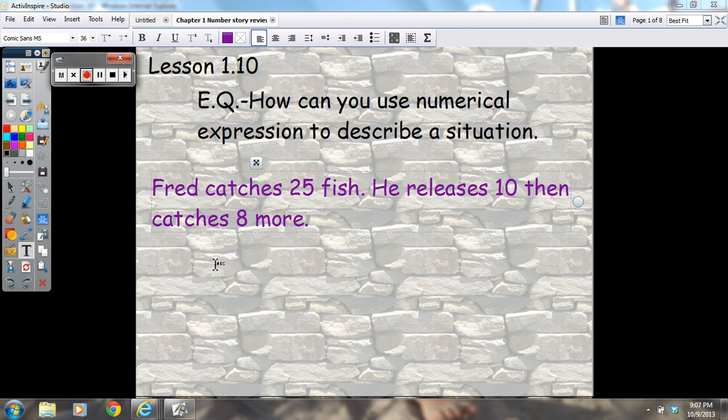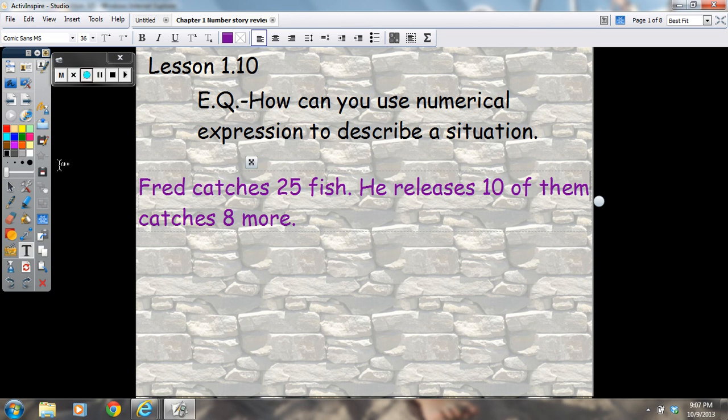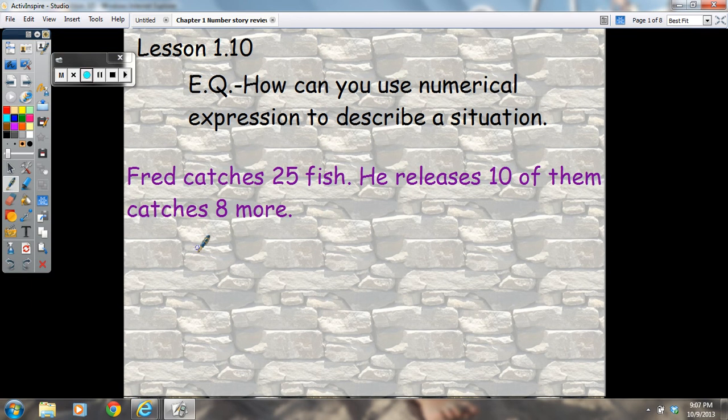He releases 10 of them, and then he catches 8 more. So we start with what we know. We know he caught 25 fish. Now, if he has 25 fish that he caught and he releases 10 of them, that means that we're going to have to take away. He's sending them back in the water, he's releasing them. We're going to have to take away 10. And by taking away 10, we have to subtract 10 from that 25.